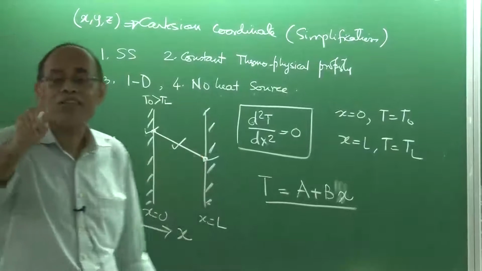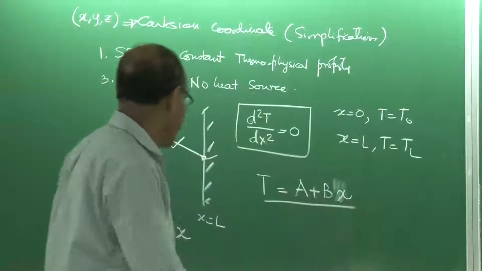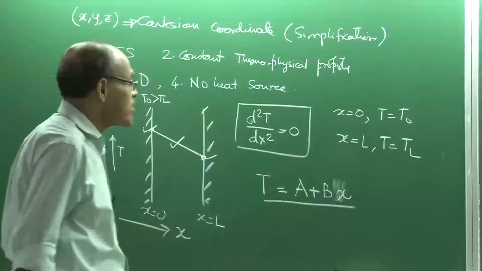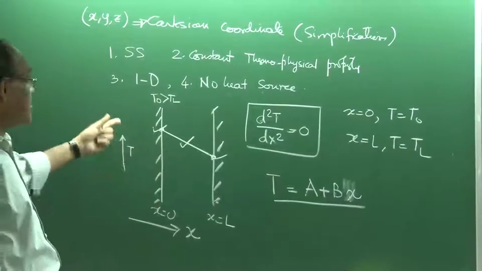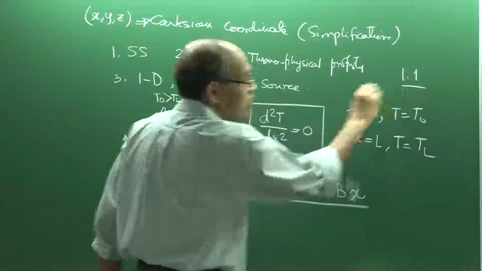In a one-dimensional context, flux and the rate of heat flow are all going to be identical, okay? Because there is no area here, area is an undefined parameter. We normally take that area as 1 into 1, okay?